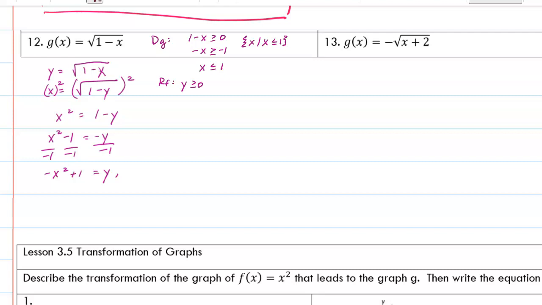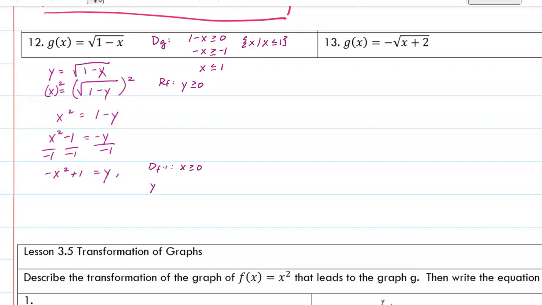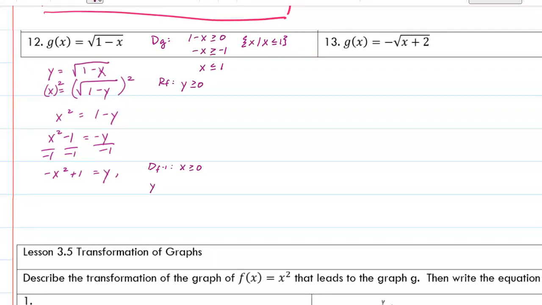The range of the function is going to be just y is greater than or equal to 0, because you didn't do anything else. Okay, so the domain of the inverse is going to be x is greater than or equal to 0, and the range of the inverse function is going to be x is less than or equal to 1. Right? It's reflected. Okay, so this is a complete quadratic.